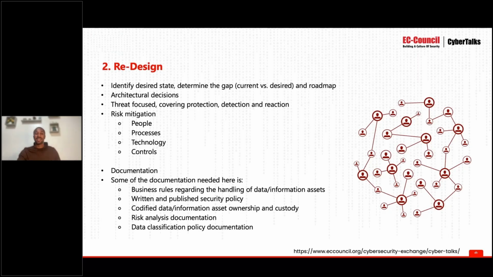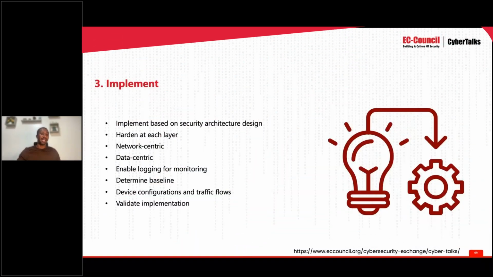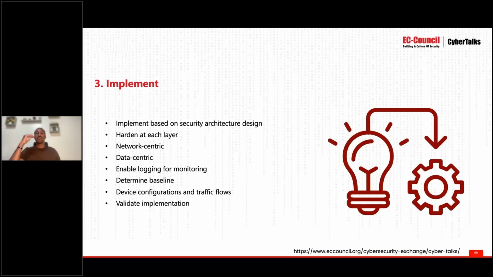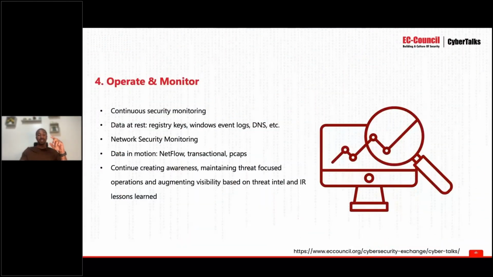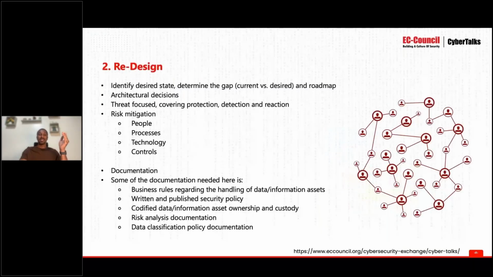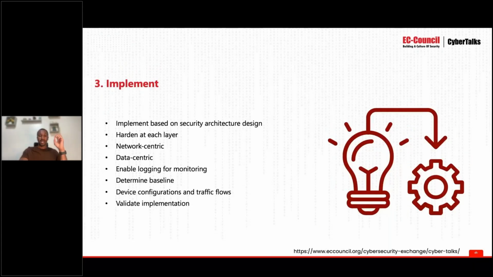And once you have that, how do you implement this? Based on the security architecture design, how do you harden each layer, your network part of things, the baseline you want to use, device configuration, the traffic flows. You have to validate each of these implementations, and then you see how you now monitor everything you've implemented. Remember, you've already discovered, assessed, redesigned, documented, and implemented. You have to now monitor closely and start looking at details every now and then.